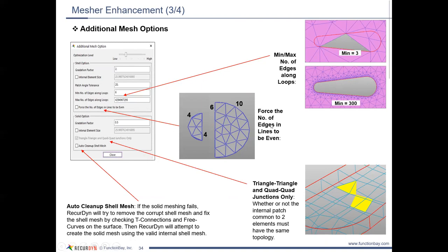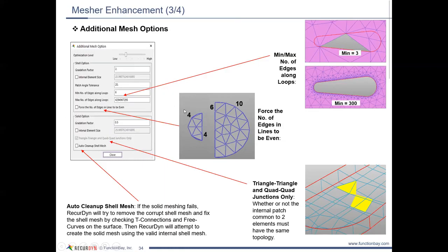Next one is forcing number of edges in lines to be even. If you have a geometry, as we see here in the middle, this half circle, one line would be the semicircle arc there. The other line would be the straight line, and same with the bigger semicircle. If you set things to be even, in the case of the left, the elements along the line and the elements along the arc are both 4.